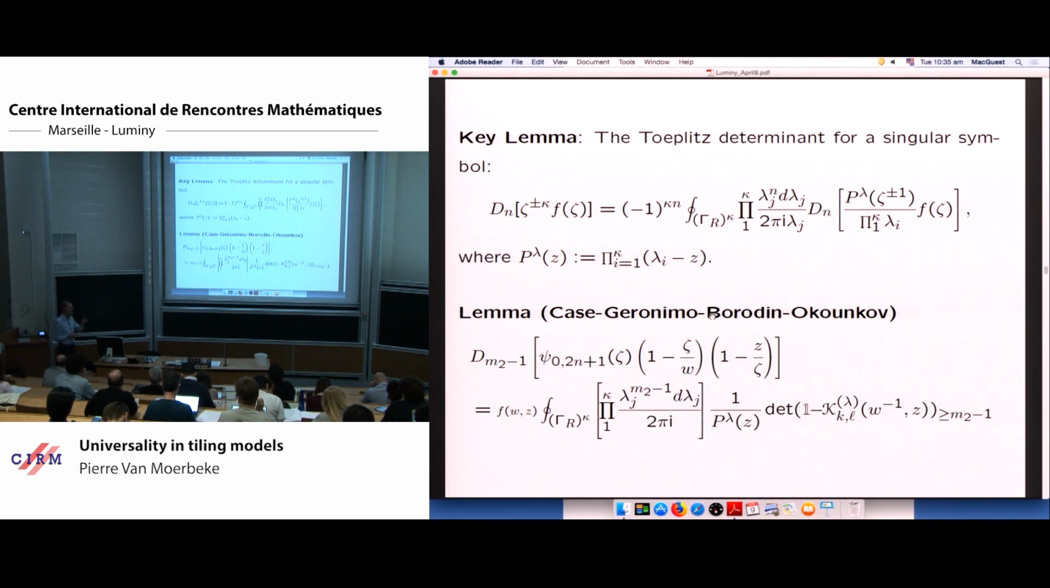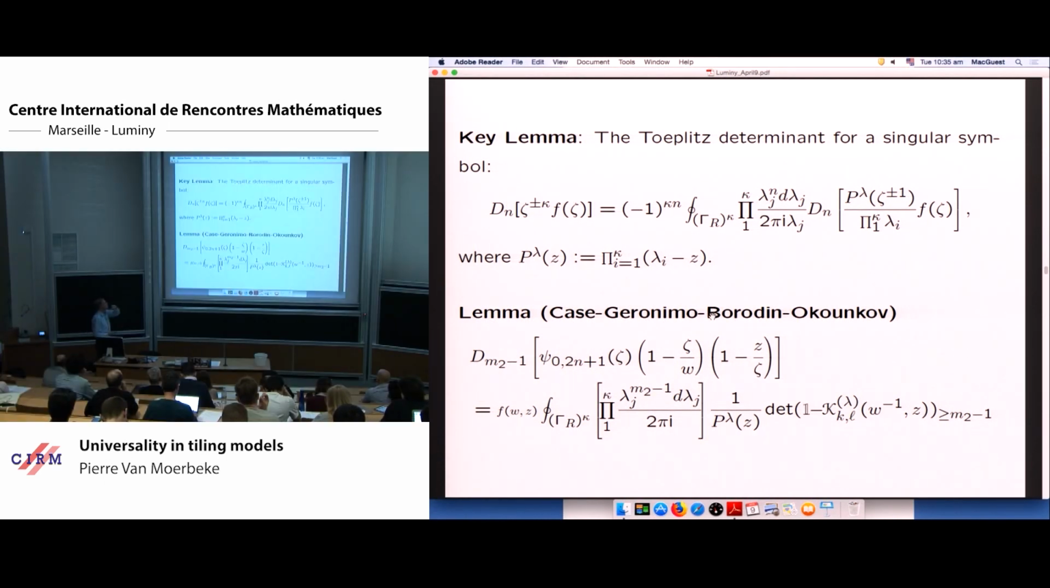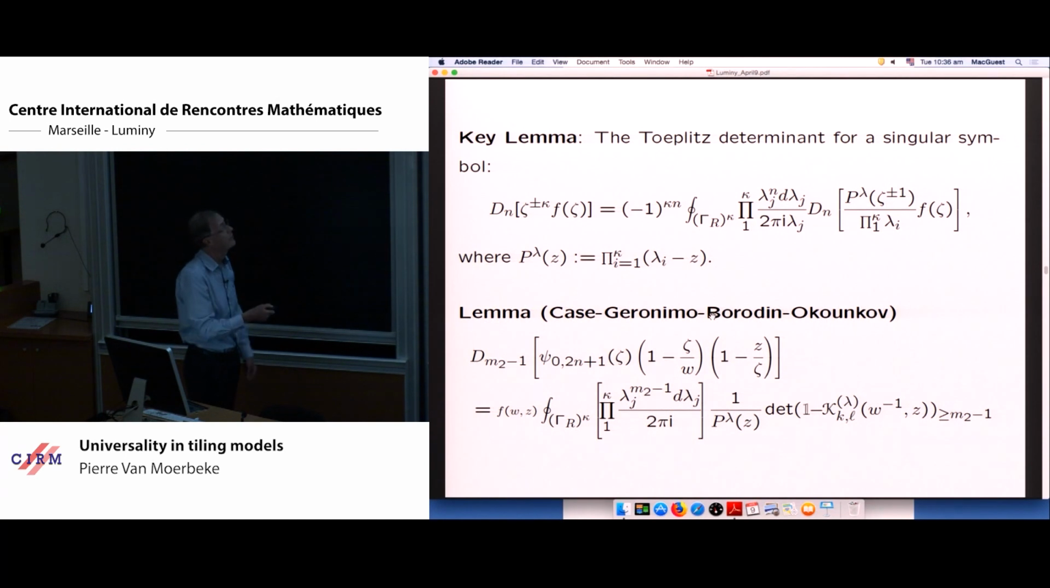By introducing those artificial variables lambda j and integrating them out, you avoid that problem. But of course you have to carry that integral around all the way, which leads to a lot of complications. And then there's a standard thing also, the formula of Cauchy-Geronimo-Borodin-Okounkov, that you can express this tuplets determinant as a Fredholm determinant of a certain kernel kappa, which I don't want to write down. It's a fairly standard procedure, but of course you still have this lambda j integration here.